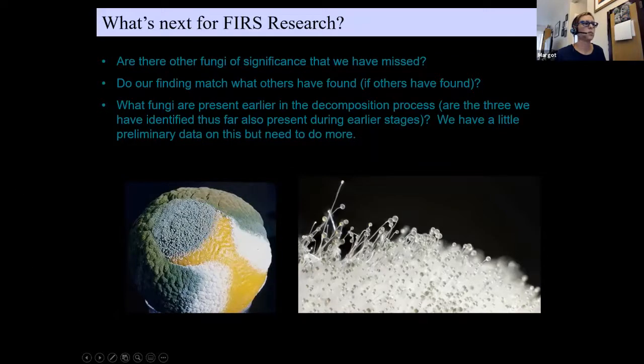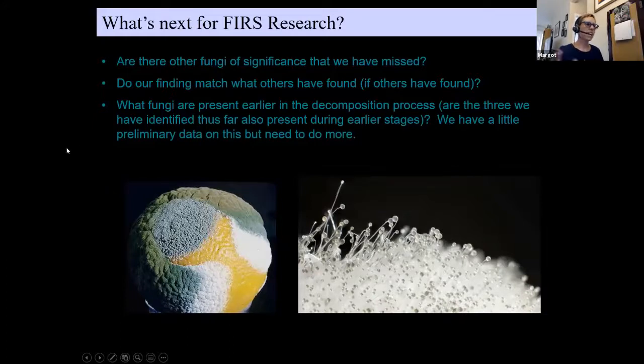This is an orange with multiple species of Penicillium, another very common mold. And this is Mucor, which is another common mold. Both of these are under the umbrella of common bread molds, but they chew on whatever they can find also. And so they've been documented. We have isolated them from earlier stages of decomposition, and so have other labs.